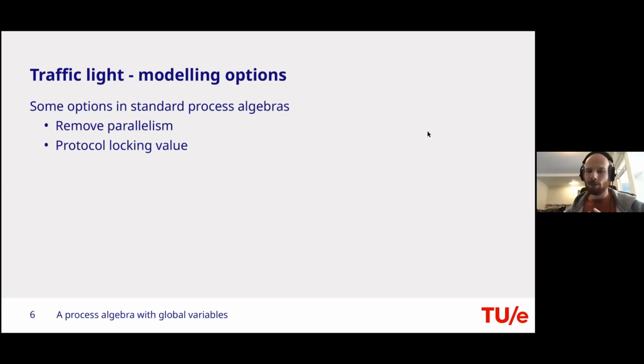You could also think of something like a protocol locking the value, so that when the car wants to cross, it first locks some value, reads it, and decides whether it brakes or drives. But this introduces extra steps in the LTS, so you don't really want to do this.